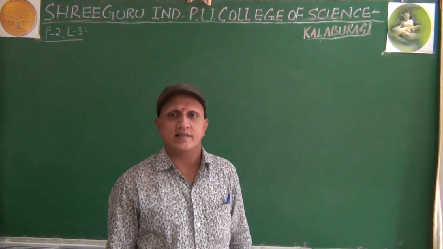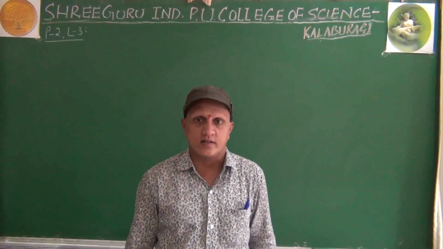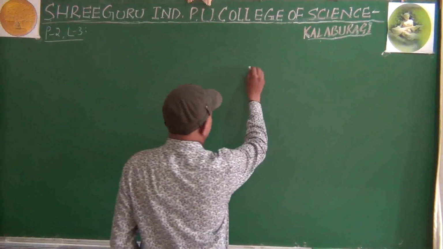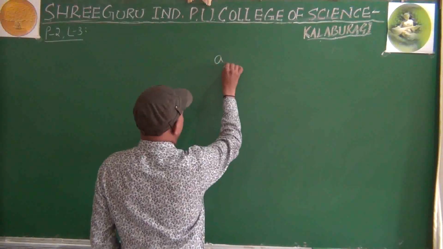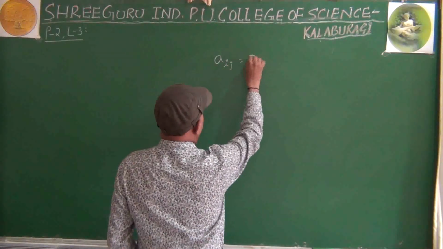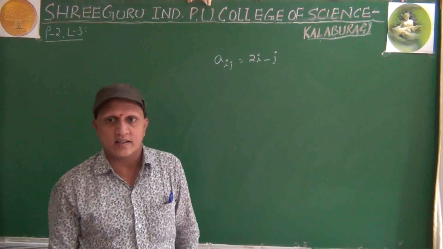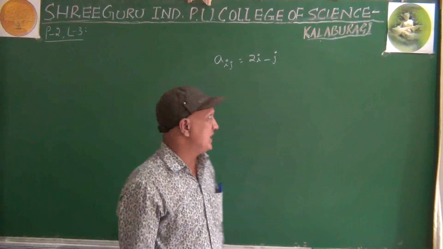In the last class, I gave one question as homework, right? I asked you to solve the problem A ij equals 2i minus j. That is the question: A ij equals 2i minus j.